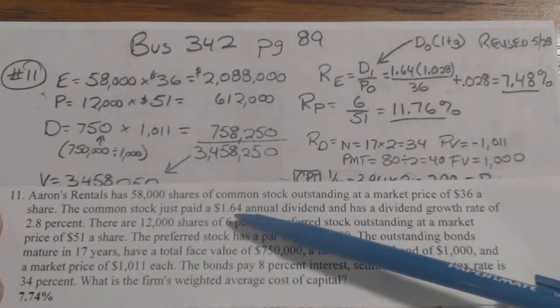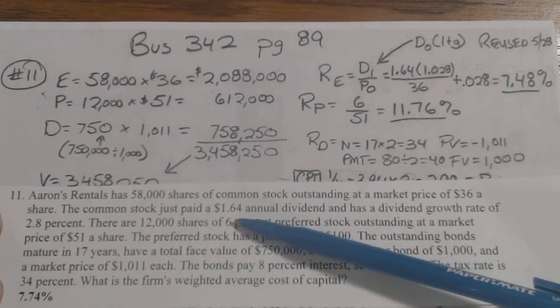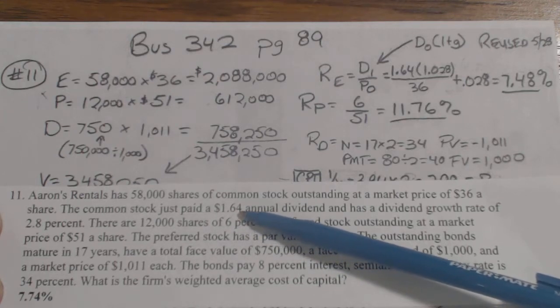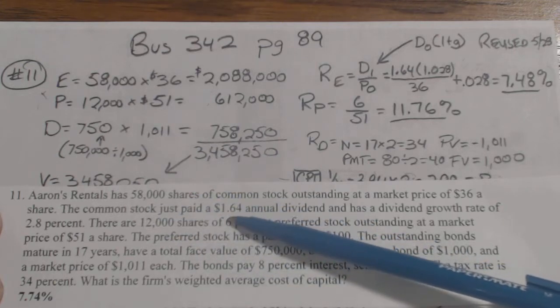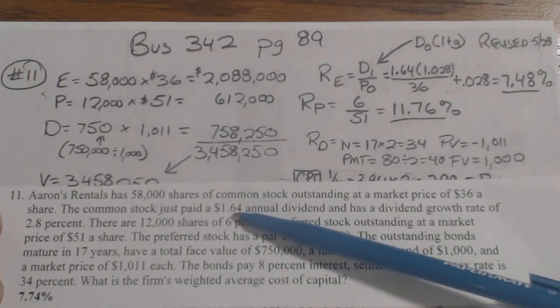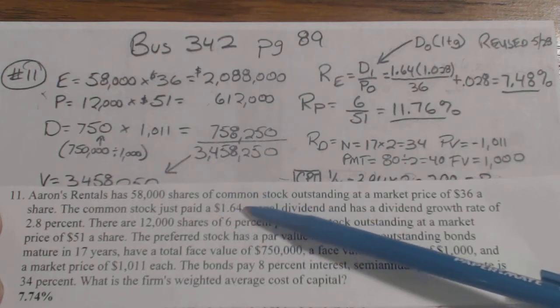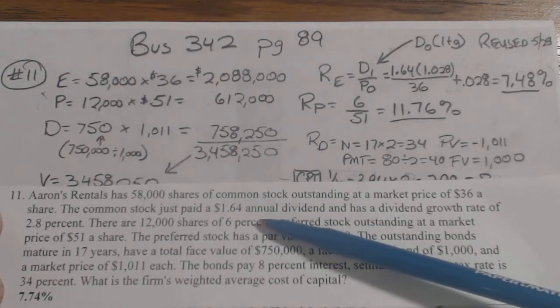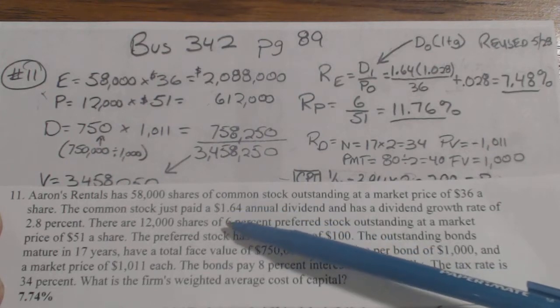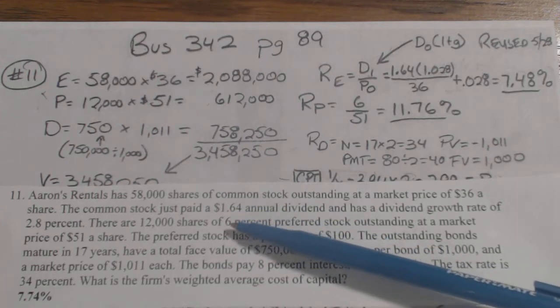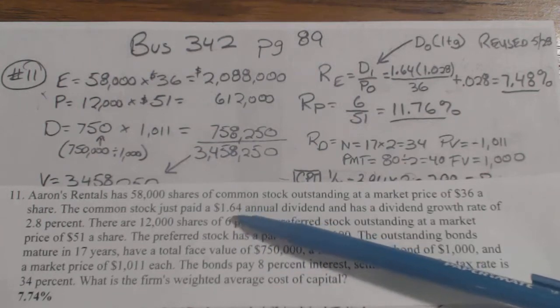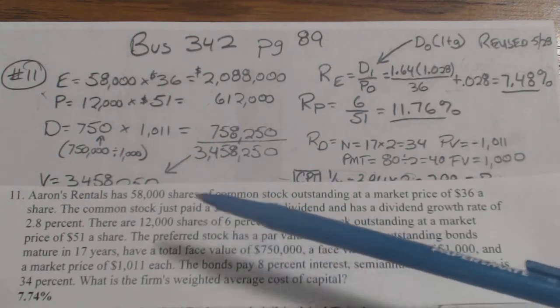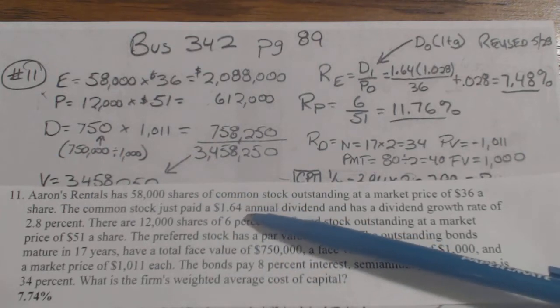That's a D0. Remember, if it says its next dividend is going to be $1.64, this would be D1. But it says it just paid, so that means it's D0, and you have to multiply it by 1 plus the growth rate to get D1. If they said its next dividend is going to be $1.64, then that's D1, which already has the growth rate built into it. If it just paid it, that's D0, and you have to multiply times 1 plus the growth rate to get D1, and you need D1 to figure out the RE.